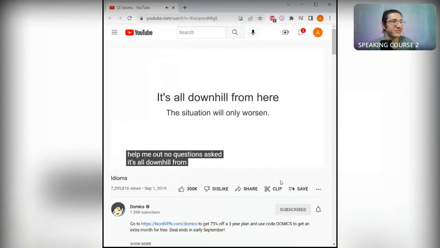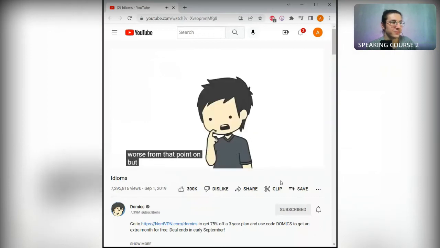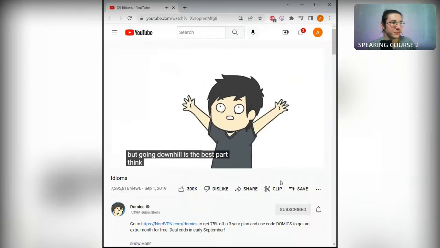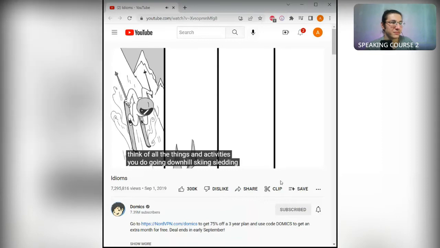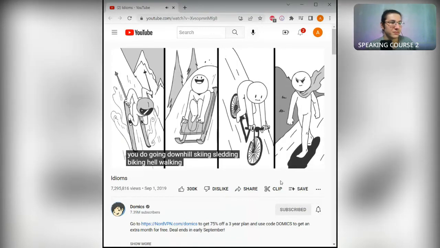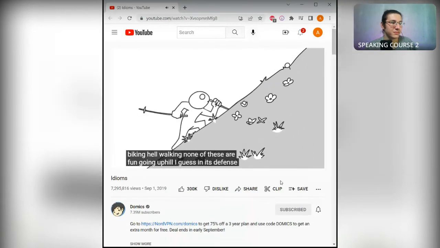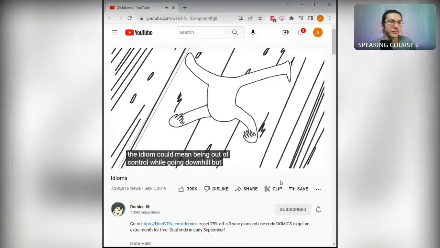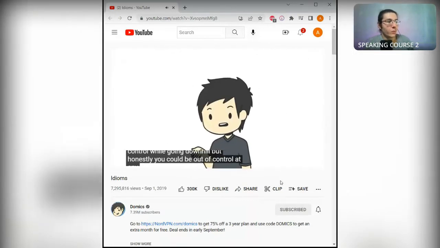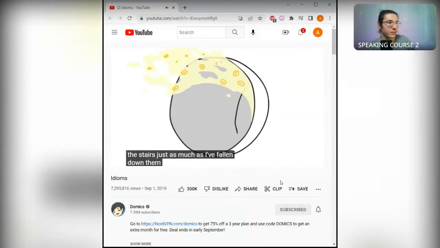It's all downhill from here, used to signify that the situation will only get worse from that point on. But going downhill's the best part! Think of all the things and activities you do going downhill. Skiing, sledding, biking, hell, walking. None of these are fun going uphill. I guess in its defense, the idiom could mean being out of control while going downhill, but honestly, you could be out of control at any level of steepness. I've fallen up the stairs just as much as I've fallen down them.